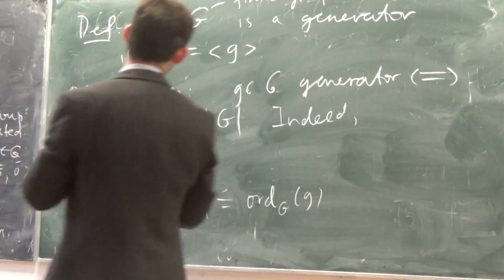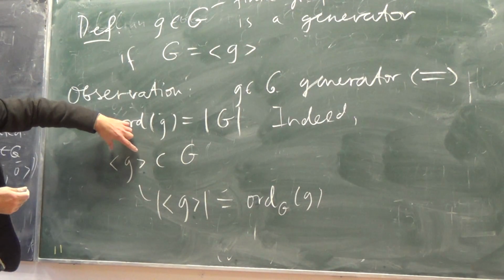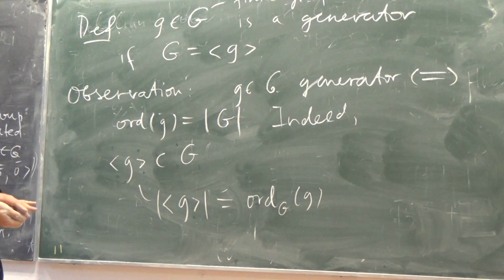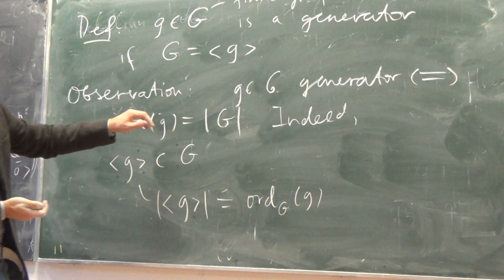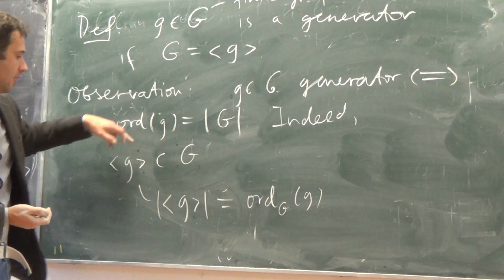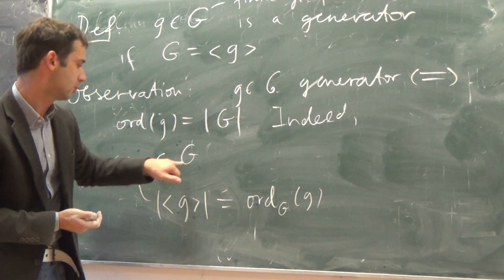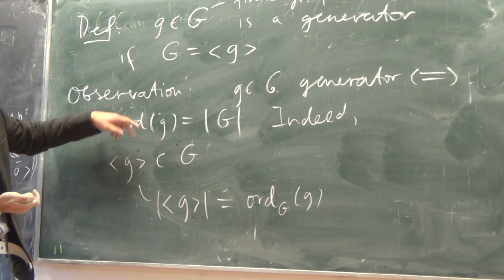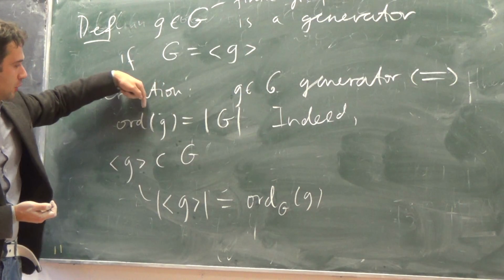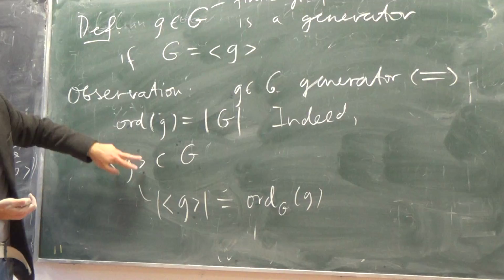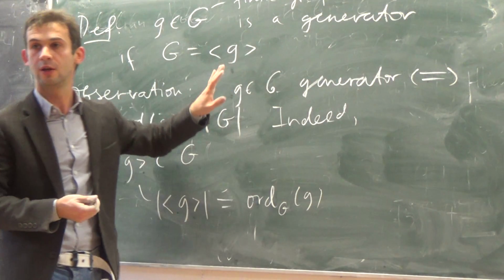And so we have one set inside the other, and these two are equal if and only if the cardinalities of them are equal. So if this is a generator, then they are equal and the orders are equal. Order of this is equal to the order of the group. And conversely, if these two orders are the same, it means that I have two sets of the same cardinality, so they are equal, and G is a generator.